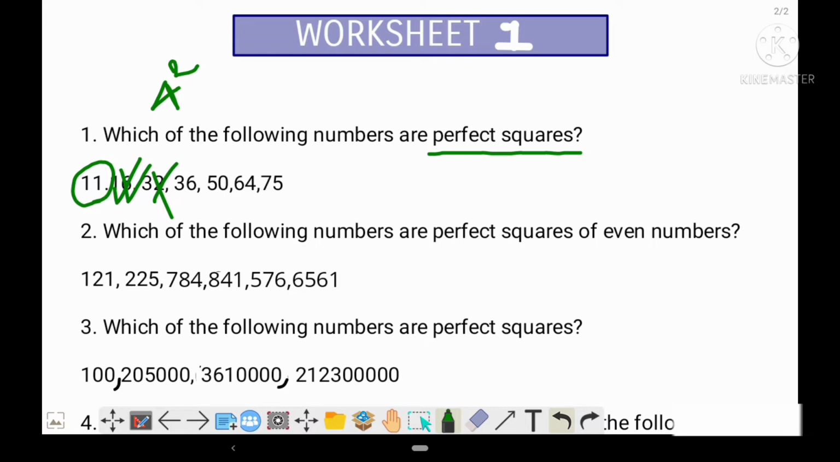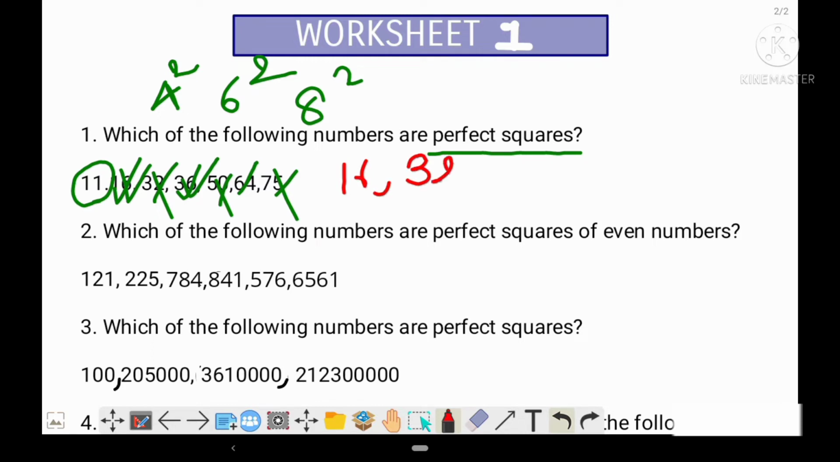Okay, now 36. Yes students, 36 is the square of 6. Okay, now 50, it is a non-square number, means it is not a perfect square. 64, yes, 8 square is 64. 75, no. So what is the answer we get? 16, 36, 64. These three numbers are perfect squares, students. So the first question is clear and we have answered it. You may check your answers with me as well as your book.